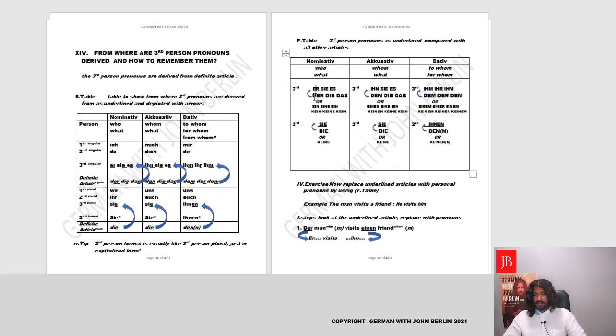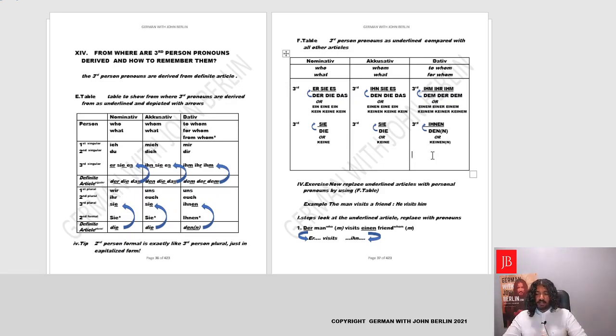So er, sie, es is derived from der, die, das, which is easily comparable to ein, eine, ein, kein, keine, kein. Similarly, ihn, sie, es derived from den, die, das, which is comparable to einen, eine, ein, keinen, keine, kein. And ihm, ihr, ihm is derived from dem, der, dem, which is comparable to einem, einer, einem, keinem, keiner, keinem. Perfect. And in the end, we have ihnen, which is derived from den with an extra n here, and it could be compared to keinen. Perfect. So this is just a consolidated table showing our personal pronouns with all the other articles.